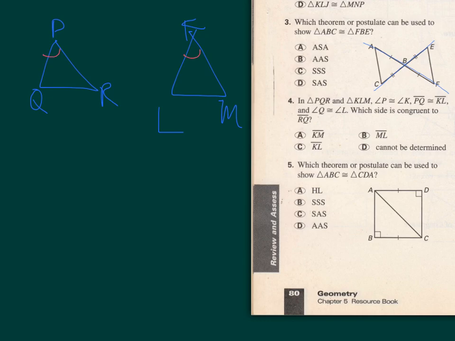So now it says here that angle P is congruent with angle K. Okay, makes sense. PQ, this segment, is congruent with KL, that segment. And angle Q is going to be congruent with angle L. So which side is congruent to RQ? So who would be congruent with this side here on this triangle? All right. Take a look at the answers. Make sure you mark them on the right one on Socrative.